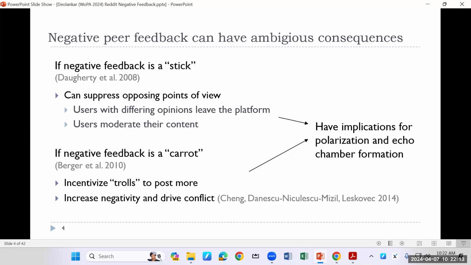Let's say that the ego defense story is true, that receiving negative peer feedback causes people to become more insistent or more extreme in their point of view. Then that can increase negativity and drive conflict in the platform. So then there is some merit to the policymakers' concern that social media platforms are propellants or fuelers of polarization.